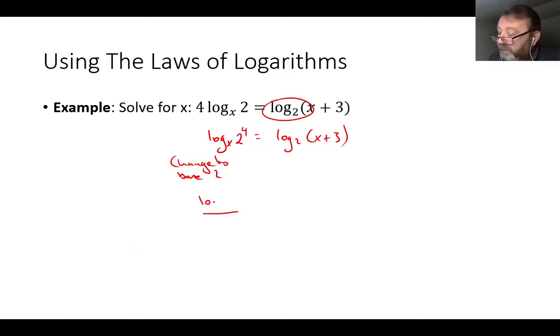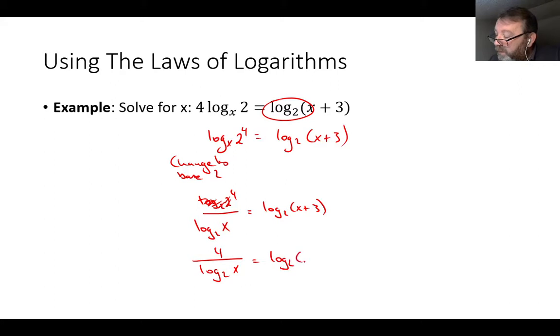So log to the base 2 of 2 to the 4 over log to the base 2 of the old base, which was x, and that's equal to log to the base 2 of x plus 3. Log to the base 2 of 2 to the 4: you see it? The base on the log is the same as the base in the index, so that cancels and leaves you with 4 over log to the base 2 of x is equal to log to the base 2 of x plus 3.